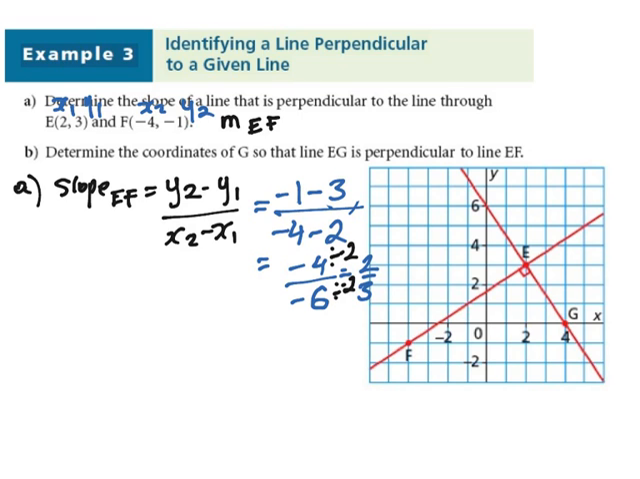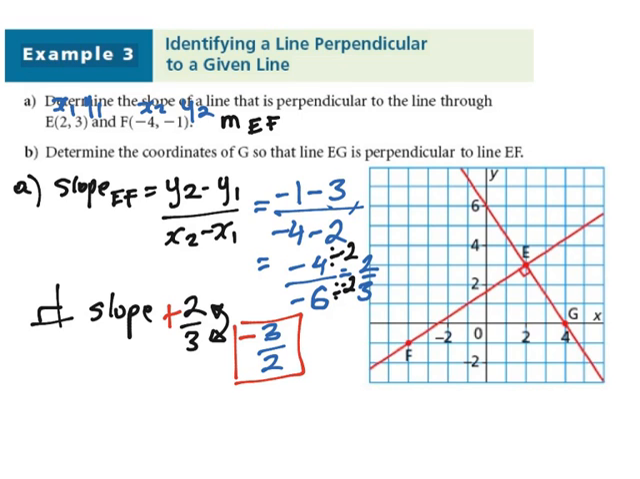We say 2/3. Now, the perpendicular slope will be, we take 2/3 and reciprocate the slope, which is 3/2. And since the original slope is positive, we're going to change that to the opposite sign, which is negative. So the slope that interests us is negative 3 over 2. That is the perpendicular slope.